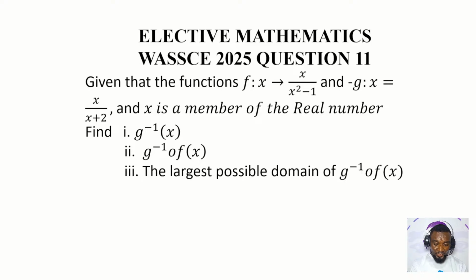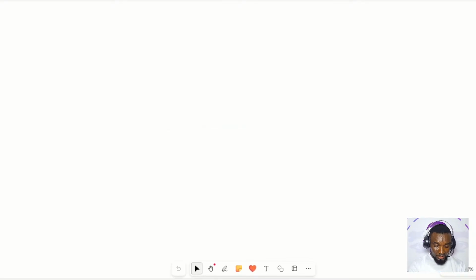It talks about the question on functions. It says that given that the function f of x is x all over x squared minus 1, and we have g of x, which is x all over x plus 2, where x is a member of the real number system, we must find the inverse, g inverse of x. So the first part, that is what it means. It is the inverse that they are asking for. And then we must find the composite function g inverse of f of x. And then we must find the largest possible domain of g inverse of f of x. So let's look at how we can solve this question.